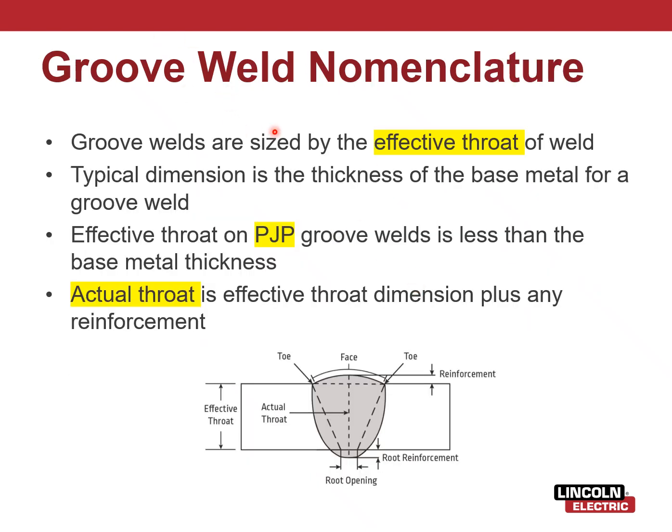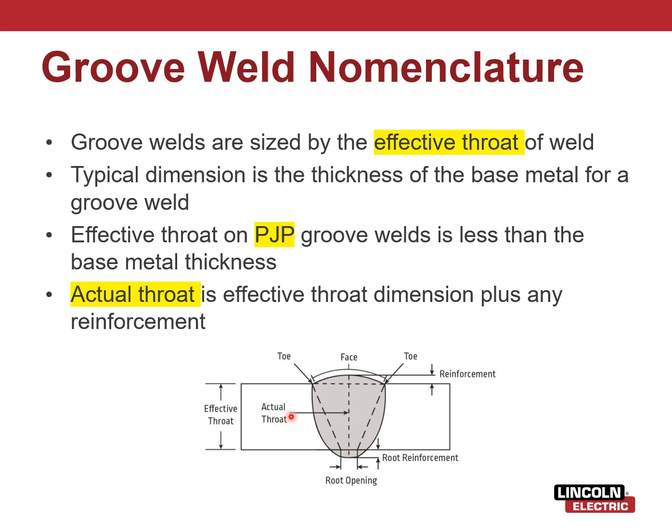Okay, so groove weld nomenclature. Nomenclature is just a fancy way of saying terminology. Very similar to a fillet weld profile, same terminology. We still have our toes, we still have our face, just looks a little different. But we're going to go over the throat, the effective throat and actual throat. So the effective throat is basically the amount of penetration that you want. So really that's just going to be the measurement, the thickness of the material. That would be the effective throat.